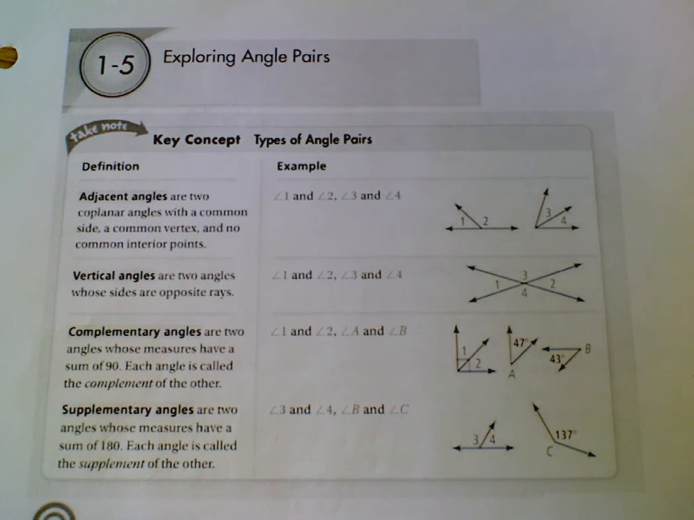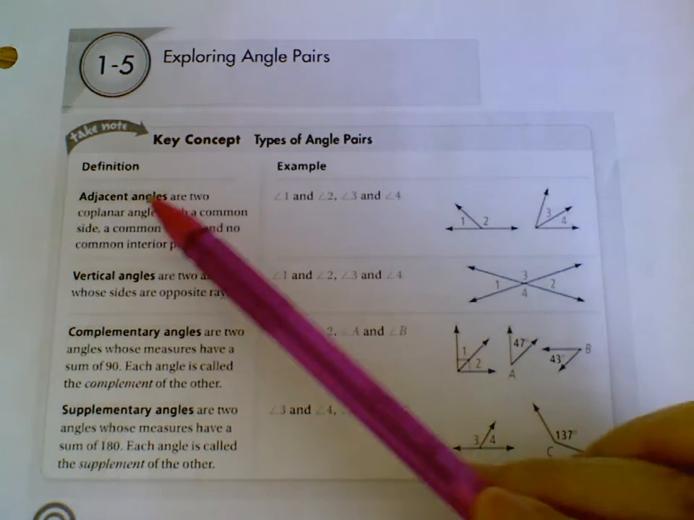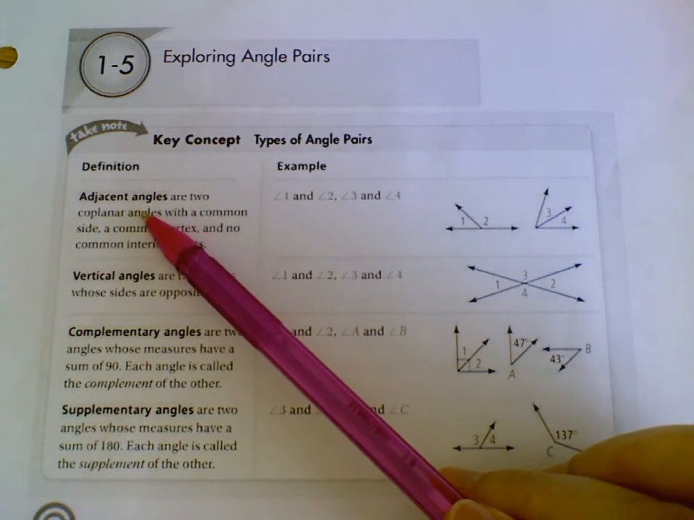So remember I said chapter 1 has a ton of introductions, but also a ton of vocabulary. So in the last section we just got done discussing different angles. This section also has different angles, but it's pairs of them. So the first kind of vocab is adjacent angles.